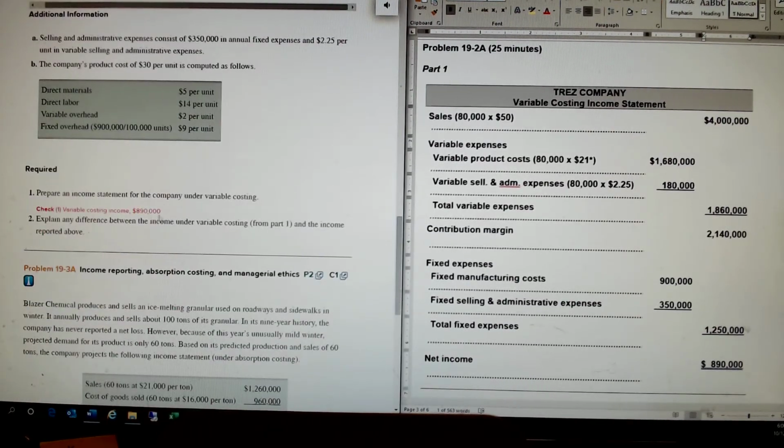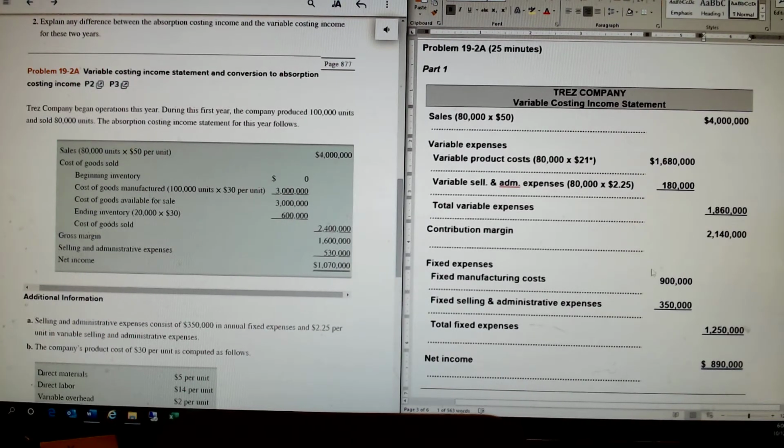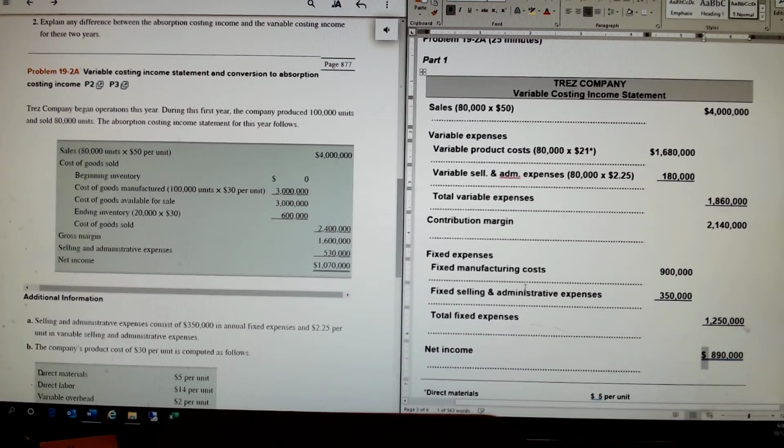Why the difference? Again, they want us to explain the difference just so we get the concept down. Let's go back to absorption costing and variable costing. The only thing that was treated differently was this fixed factory overhead. Under variable costing, we are expensing all of it. Under absorption costing, we only expensed 80% of it because we made 100,000 units and we only sold 80,000. So 20,000 units, or 20% of the units that I produced, have attached to them 20% of the fixed factory overhead.